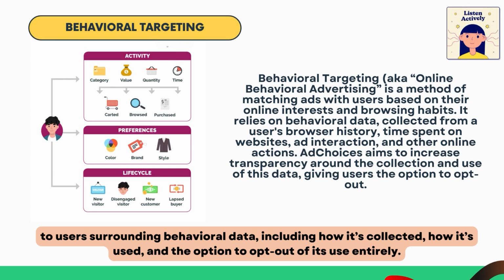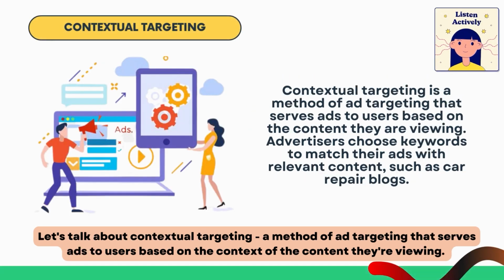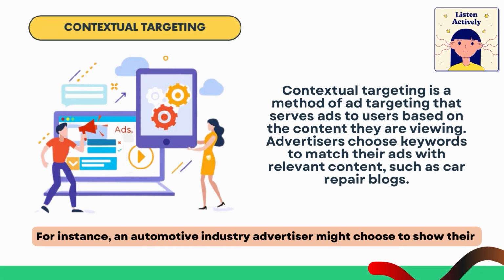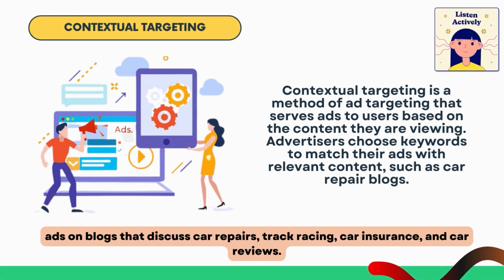Let's talk about contextual targeting, a method of ad targeting that serves ads to users based on the context of the content they're viewing. This means that an advertiser can show their ad on a page with content related to their product or service. For instance, an automotive industry advertiser might choose to show their ads on blogs that discuss car repairs, track racing, car insurance, and car reviews.